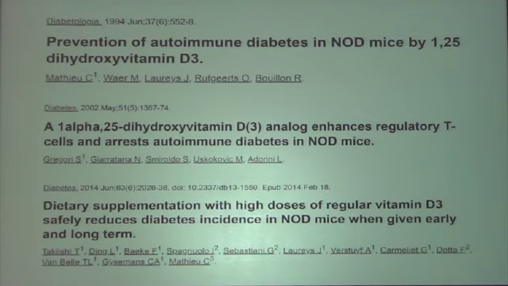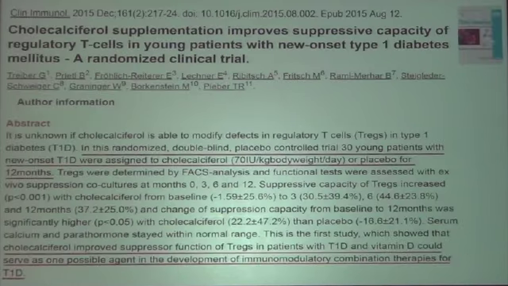and insulitis when administered at an early age, but they are still able to arrest disease progression when administered at an older age. And the proof of concept of an effect of vitamin D on the human immune system comes from this study.